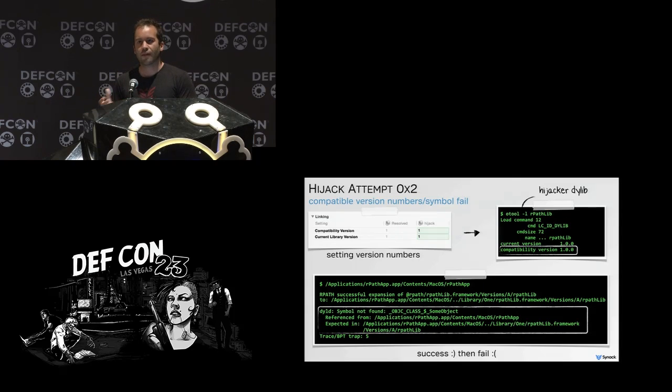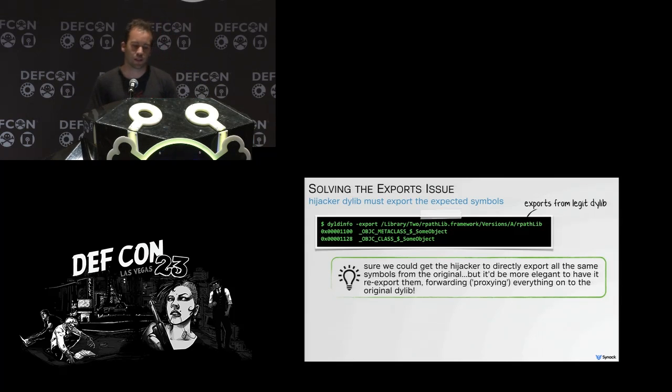It says, "You don't have the symbols I require." Again, this makes total sense. Applications have dependencies on dylibs because they want to use some functionality within the dylib, and the way this is all linked in and glued together is via symbols. In our hijacker dylib that we just copied in, we didn't export any symbols. So again, the loader is going to say, "You don't have the symbols the application needs." So we have to figure out how to address the symbol issue.